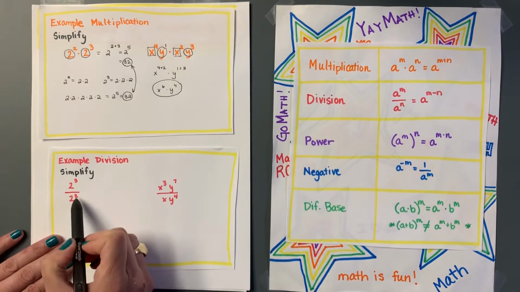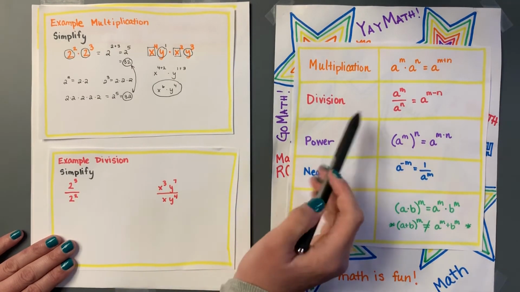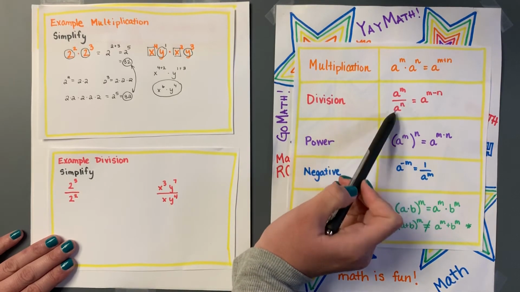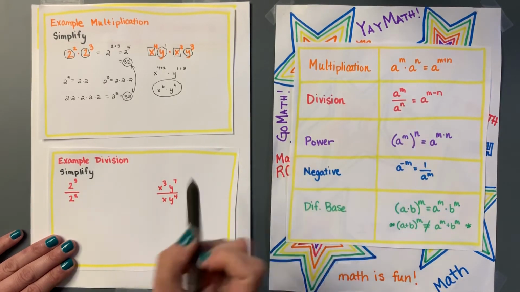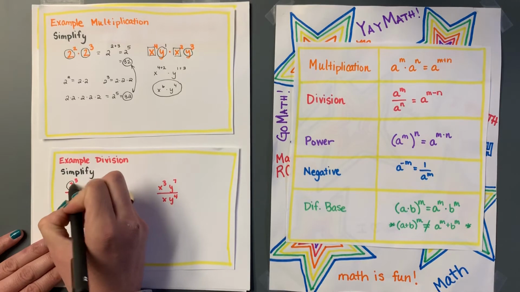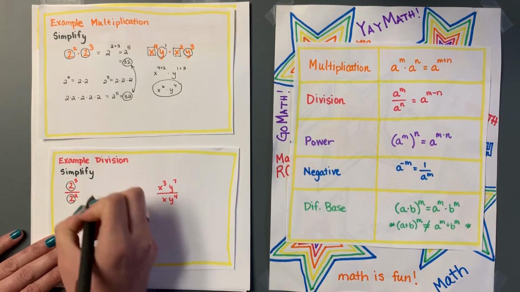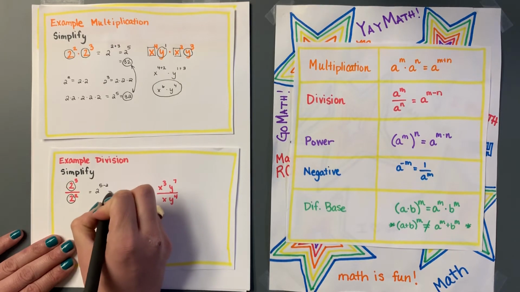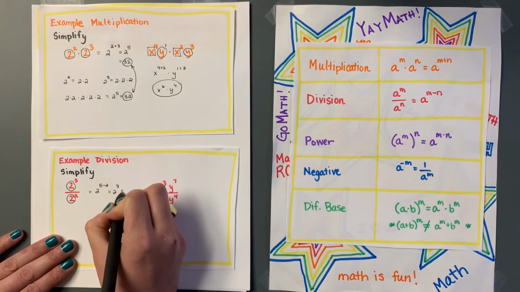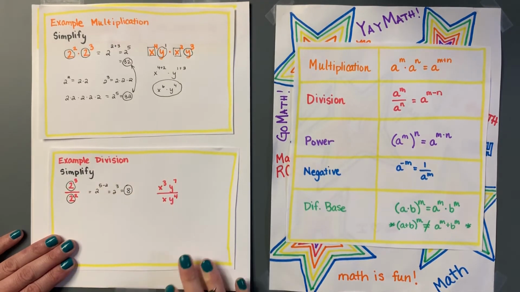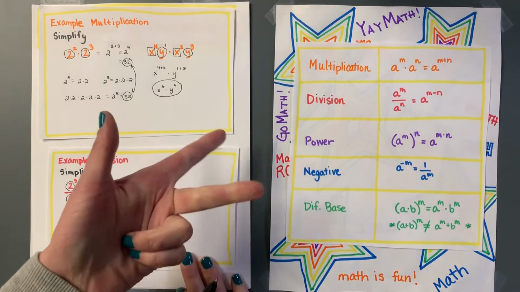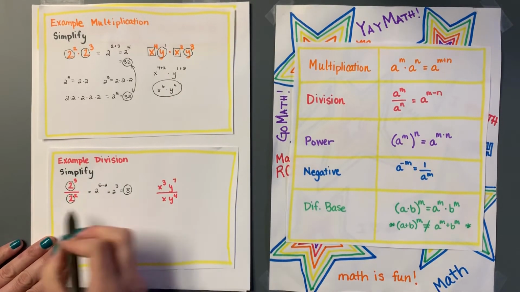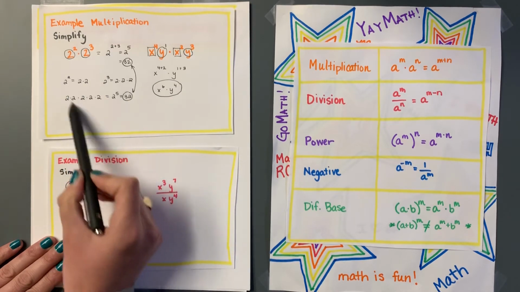So I have 2 to the 5th over 2 squared. Using my division rule, if they have the same base, I can subtract. So I have a base of 2 and a base of 2. That means I should be able to make this 2 to the 5 minus 2, which is 2 cubed, or 8. 2, 4, 8.